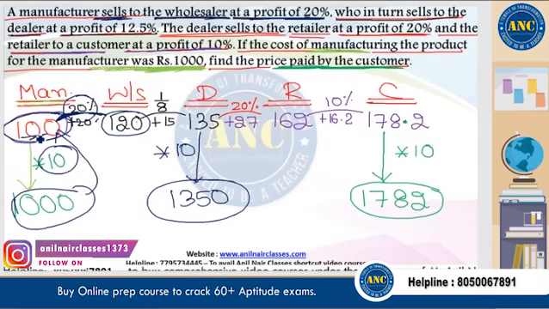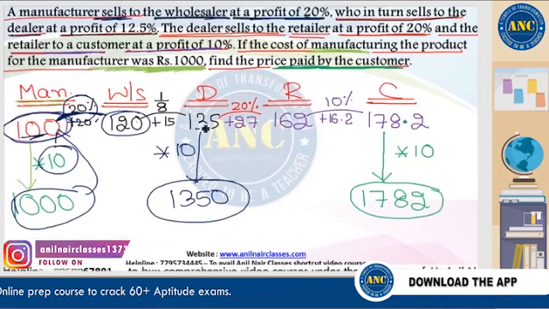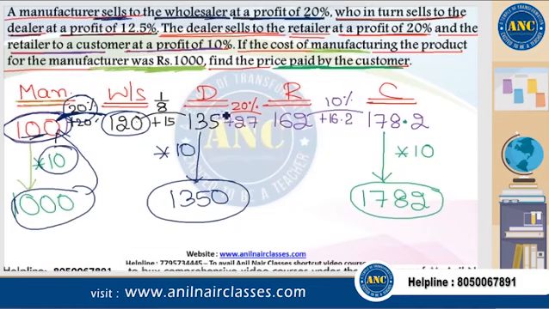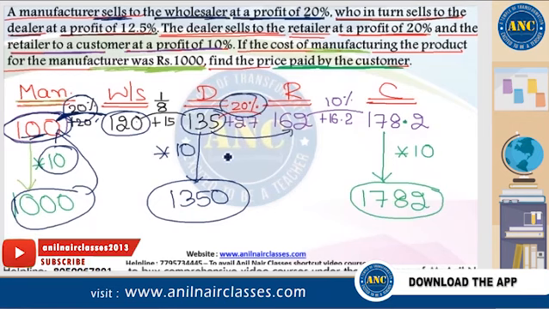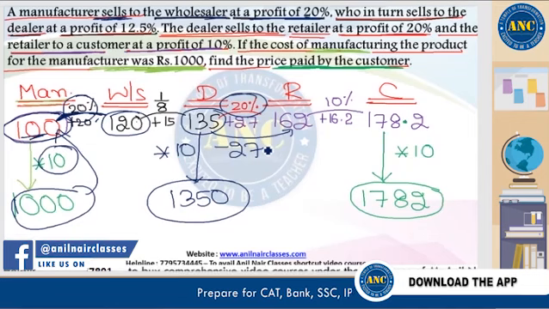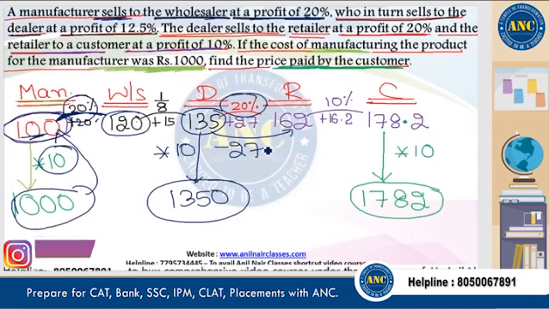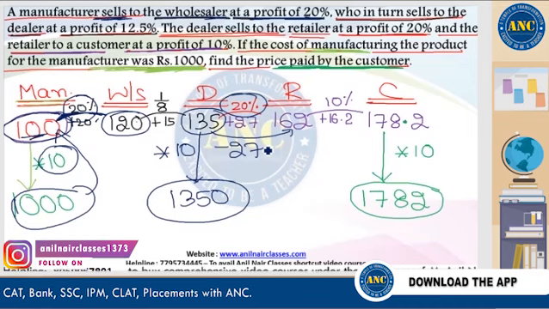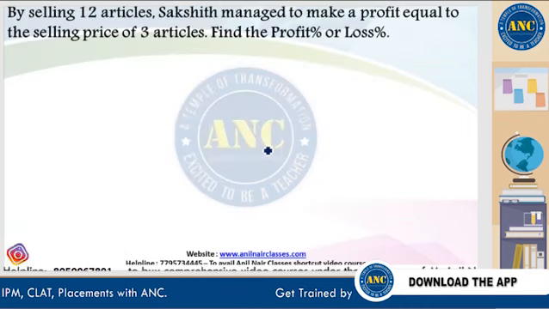Puneet, there is no difference. Suppose, for example, the dealer is selling to the retailer at 20% loss. Then it is minus 27. No difference. I hope the idea is clear, Puneet. Next question.